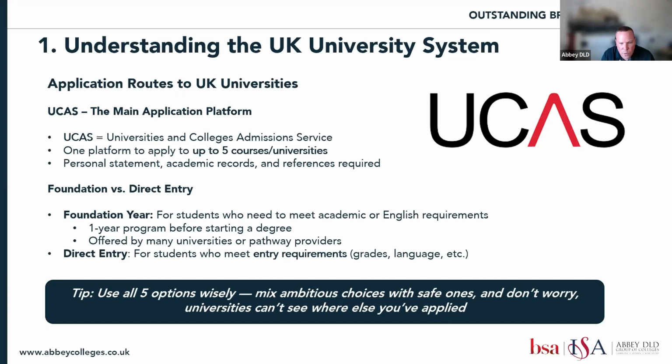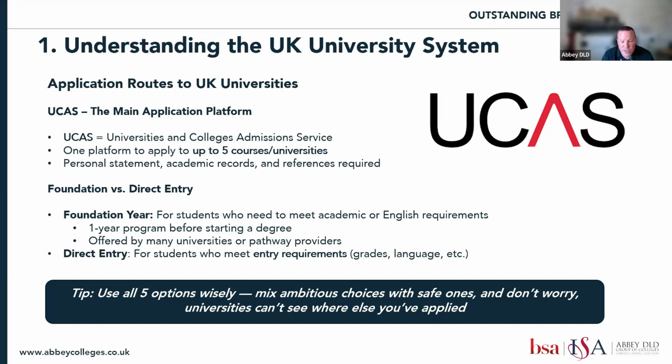A quick tip there, you'll see at the bottom I've got a little tip. Use your 5 options wisely. You can mix ambitious choices, you can have a couple of safety choices, and the universities can't see the other universities that you've applied for. So it's not like a university will go, oh, you've applied for a higher ranked university than us, we're going to reject you. They can't see that.